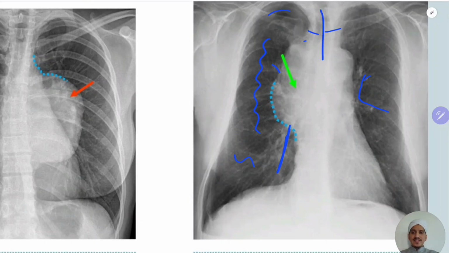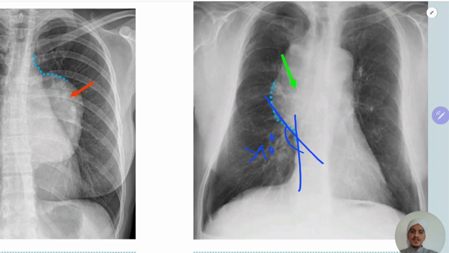So let us analyze this mass. This is a mass, this is not a collapse or pneumothorax. If you draw a line like this to the lung border like this, then this angle is more than 90 degrees. So it is obtuse, that means it is not a pulmonary mass, it is a mediastinal mass.